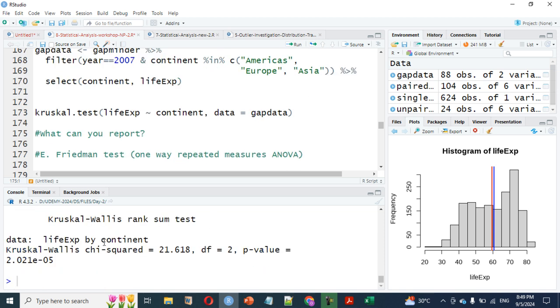All right, so life expectancy by continent, Kruskal-Wallis chi-square equal to 21 point something. So that is our Kruskal-Wallis value. The degree of freedom is 2. The p-value is significant, 0.000202. So this is highly significant, which means our p is less than 0.05.